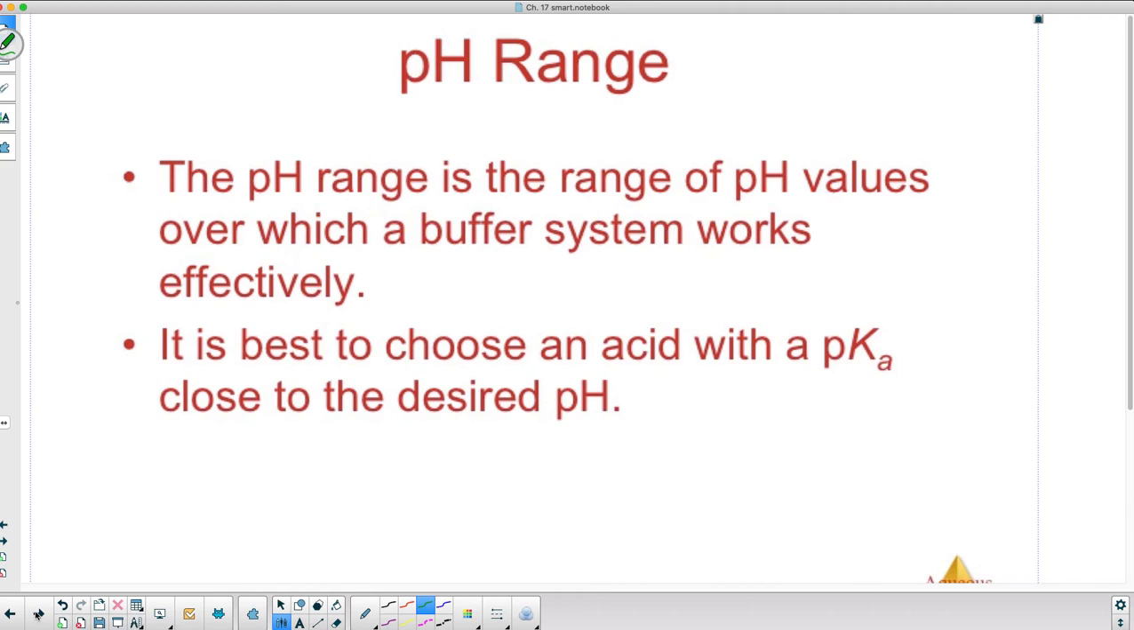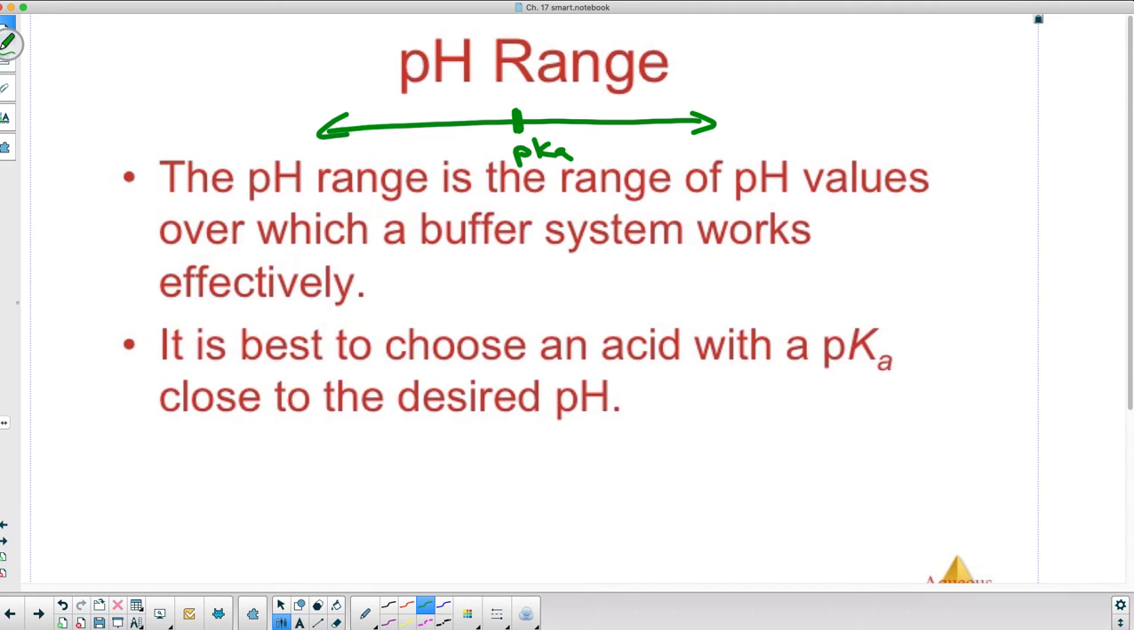The pH range is the range of pH values over which a buffer system works effectively. So it will resist pH change up until a point, and then when you add too much acid or too much base, the pH will be affected. But there is what's called the buffer capacity, and that's the amount of acid and base you can add without changing the pH too much. So think of our range like this.